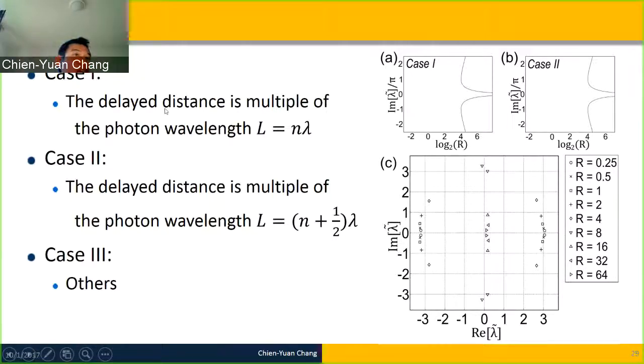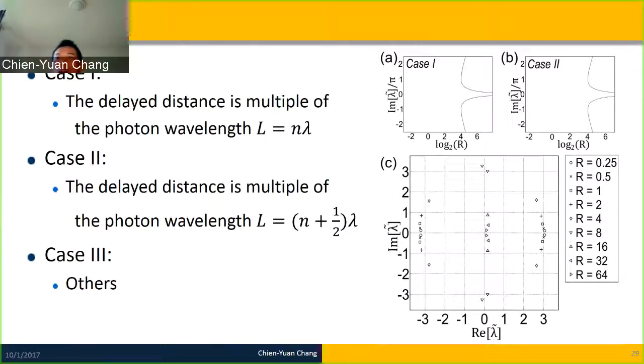So there are three different cases. The first case is, we have the optical frequency of our photons, right? So if the external cavity length matches multiples of the wavelength of the photons, we'll have the Jacobian as a function of R, which I forgot to write here.